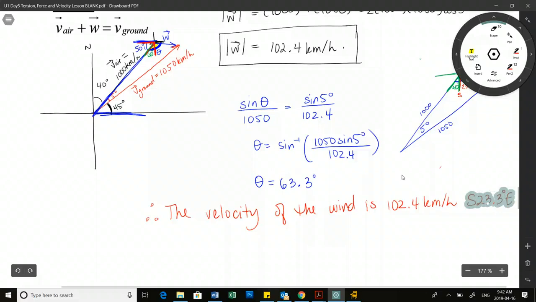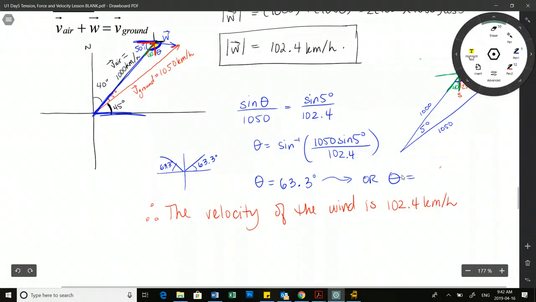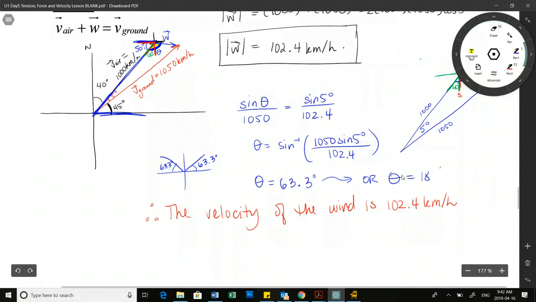A little extra thing here before we decide definitively on this is we need to account for the other possibility for theta. When I do sine inverse of a positive, I can have the answer in quadrant 1, which is 63.3, or I can have the answer in quadrant 2. So what's my other option for theta? 116.689. Yeah, how did you do that? We do 180 minus the reference angle.